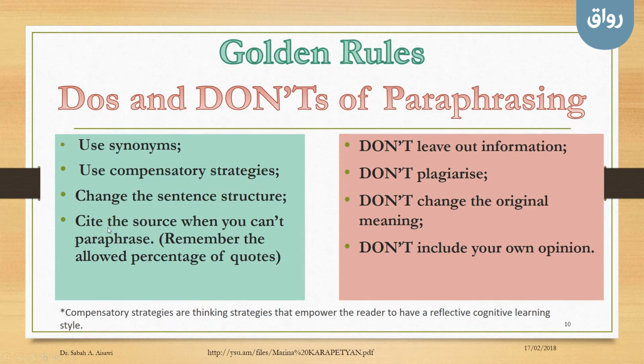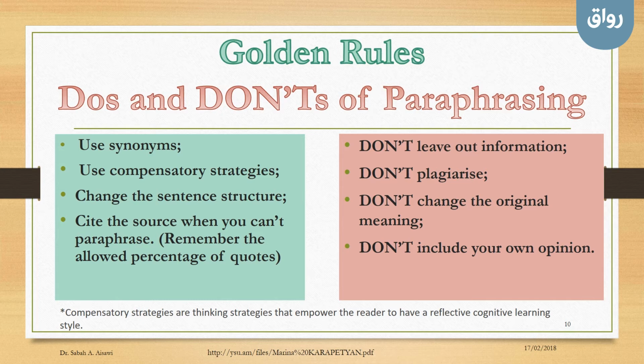Cite the source when you can't paraphrase. If it is very difficult for you to change the words in the sentence structure, then use quoting. And we said last time that quoting is the easiest way, but still we need to have in mind that we have a certain percentage of quotation in our paper. It should not exceed a certain limit, and that limit or percentage differs from one discipline to the other.